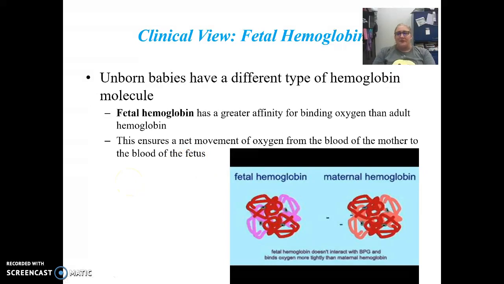One of the clinical views talks about fetal hemoglobin. So we all know that the fetus gets its oxygen and nutrients from mom, but mom's hemoglobin has a high affinity for oxygen. If they had the same affinity for oxygen, then oxygen would never leave mom's hemoglobin and move to the fetus through the placenta. So the fetal hemoglobin has a higher affinity for oxygen, which means oxygen will always move from mom's blood to the fetal blood, giving the baby what it needs.